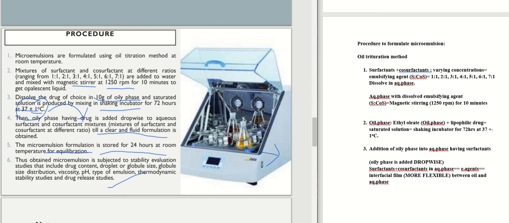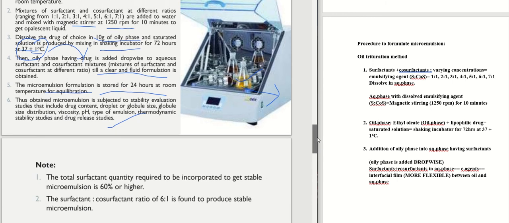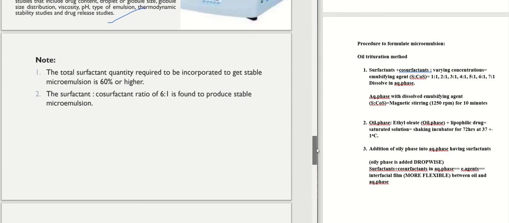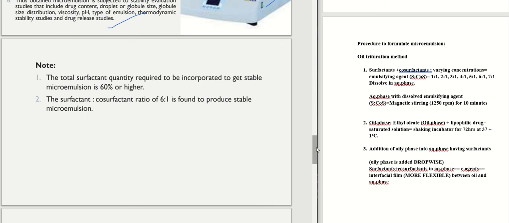So to know whether the emulsion is a stable one or not, we need to subject that emulsion to evaluation studies, and it should also be evaluated for the drug release studies. The most important thing for a pharmacist to remember is how much emulsifying agent is to be used to get a stable formulation.